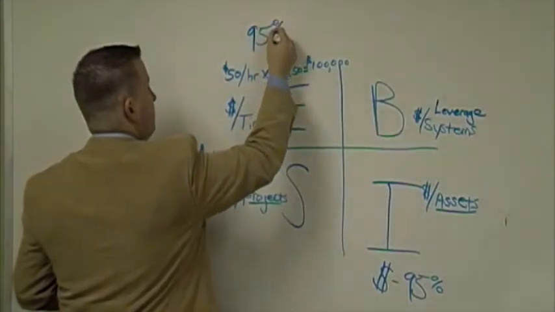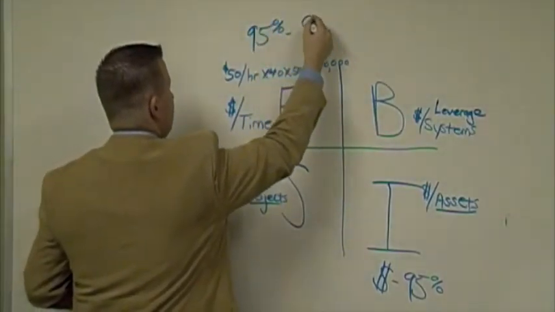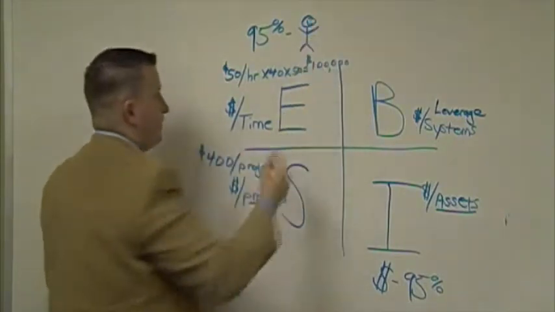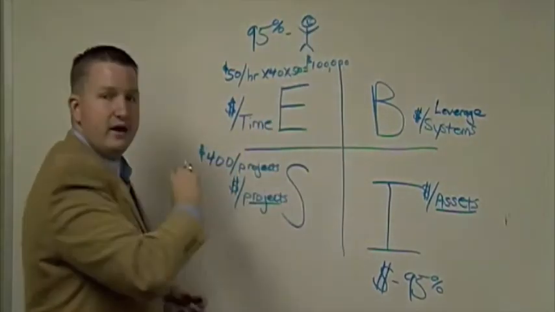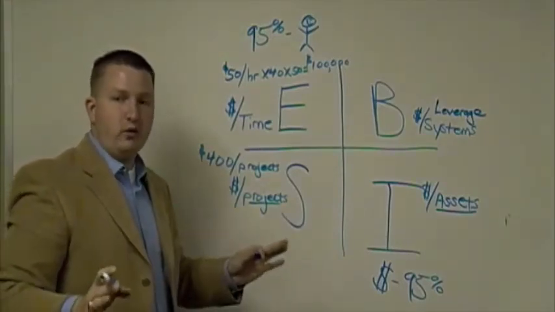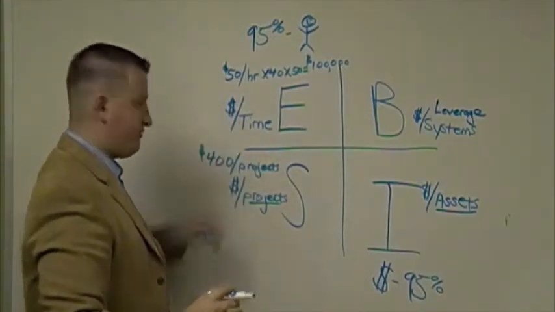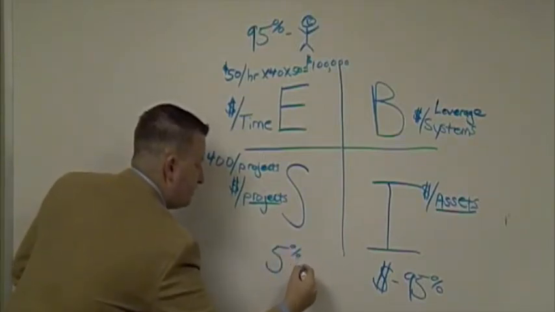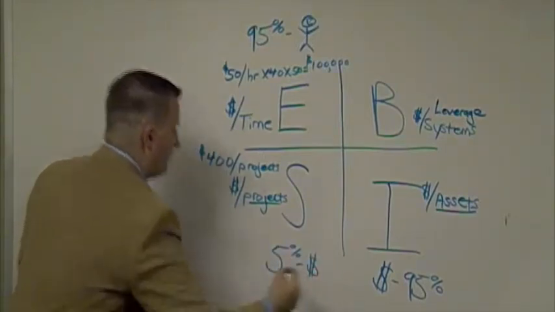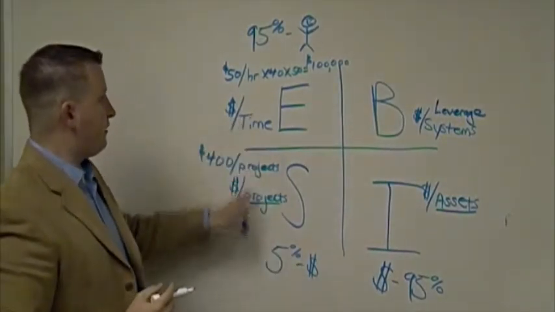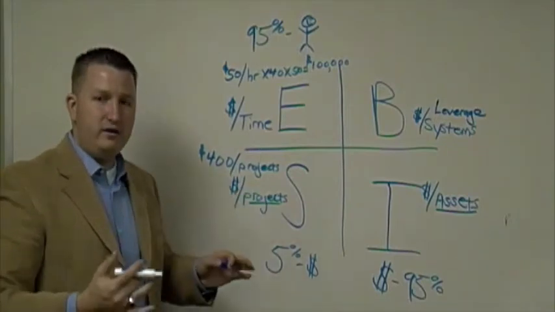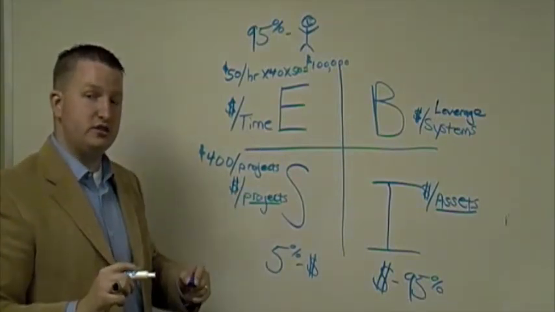95% of the people are over here on the left-hand side of the quadrant. When I found this out, I was blown away because I was like, why would 95% of the people pursue 5% of the money? It's just amazing the amount of money that people will work for on the left-hand side of the quadrant. Why do they do that? Well, I'm going to answer that question in just a second.